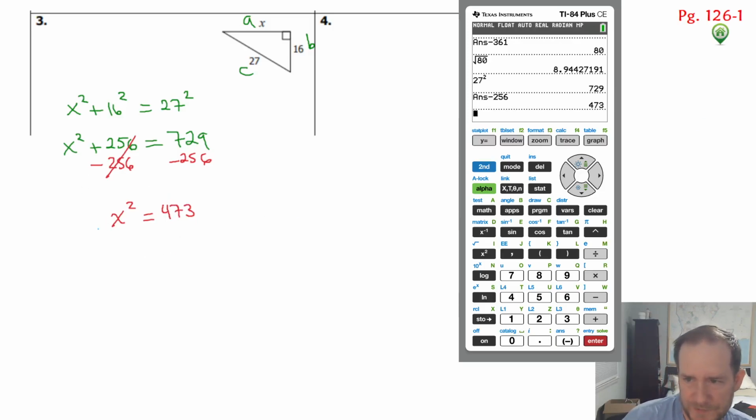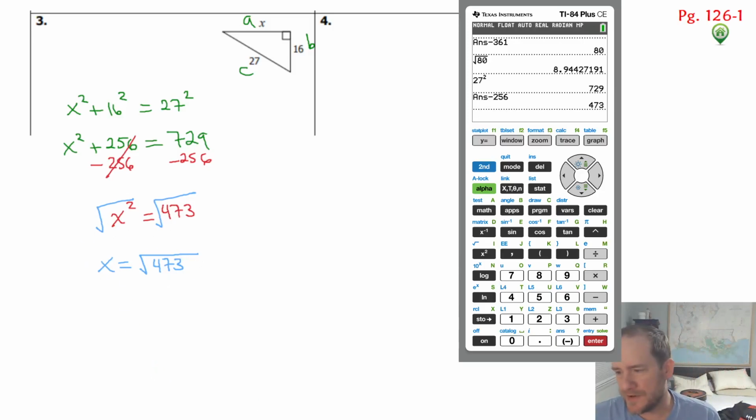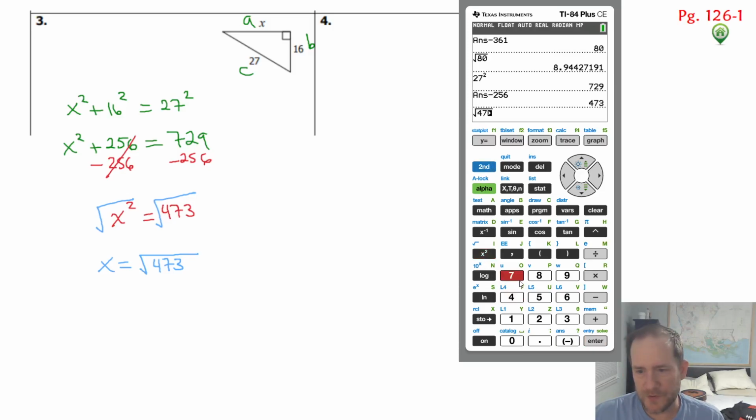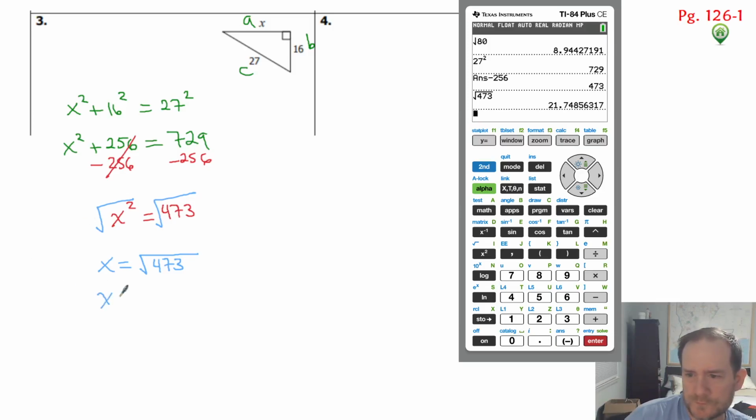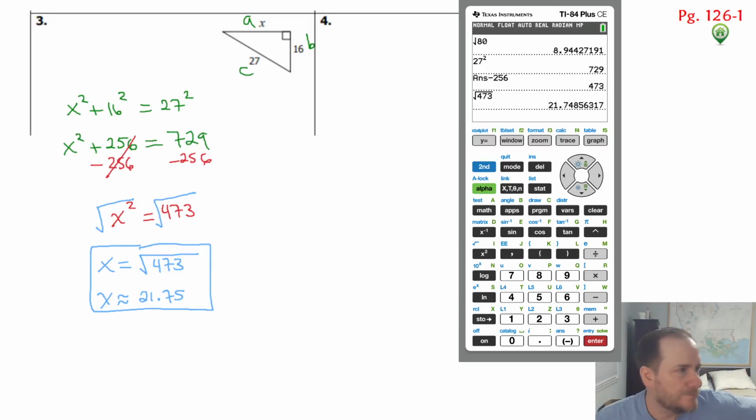So that means our final answer is whatever we get when we take the square root of both sides. So we'll get x equals, and again, just give me root 473. Perfectly fine to just stop here, but I'll keep going just to show you guys the decimal values. So we're going to do the square root of 473, and that's 21.75. So that's 3. We can do 4 now.